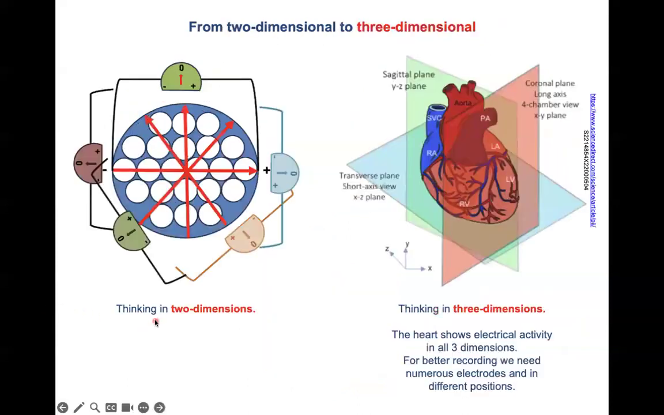So here we have the two-dimensional way of detecting the electrical activity. However, the electrical activity of the heart is running in a three-dimensional way. So here we have the anatomical planes of the heart, and we would like to look at the electrical activity of the heart from different angles, from different anatomical planes. And this is indeed possible, as we will see later on.